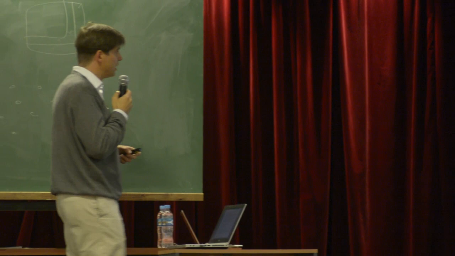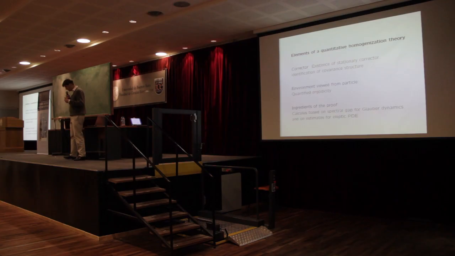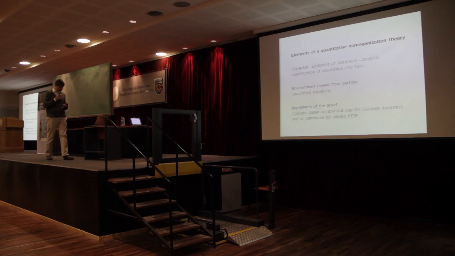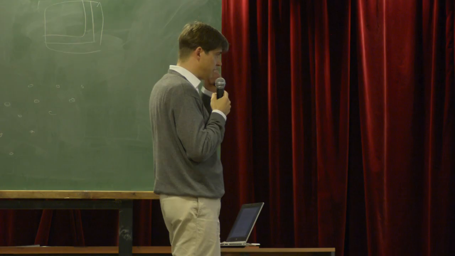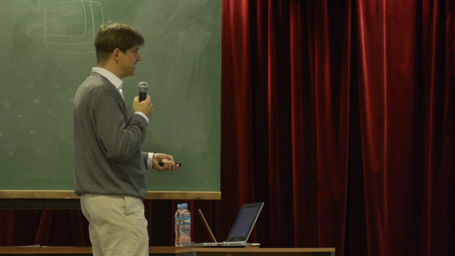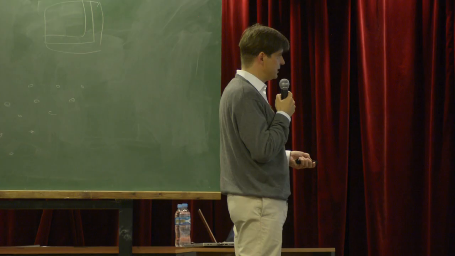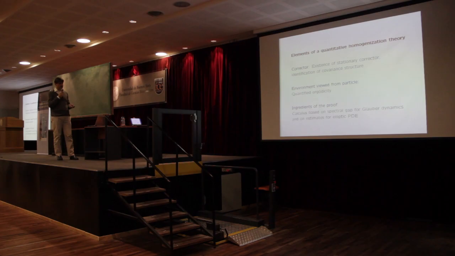Okay, so let me wrap up. I tried to present to you just two elements of this work on quantitative homogenization theory. We looked at the corrector and proved, for instance, that a stationary corrector exists in dimension larger than 2. We looked at the environment as viewed from the particle and quantified the ergodicity in an optimal way. And again, I'd like to stress that it's really a nice functional analytic calculus that's just based on the spectral gap estimate and a little bit of elliptic theory.